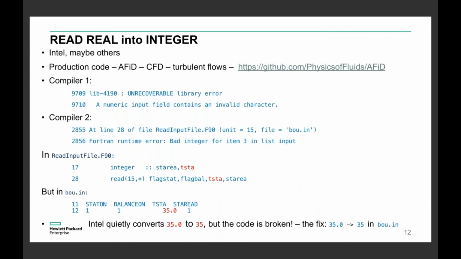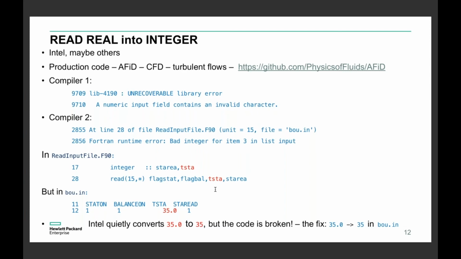Reading real into an integer. Now, this is strictly speaking not a problem with the code as it's written, but rather with the code as it's used. So in this particular case, two compilers give two different runtime errors. And digging in, you see that the variable into which this value 35.0 is read is integer, and therefore the runtimes reject it.